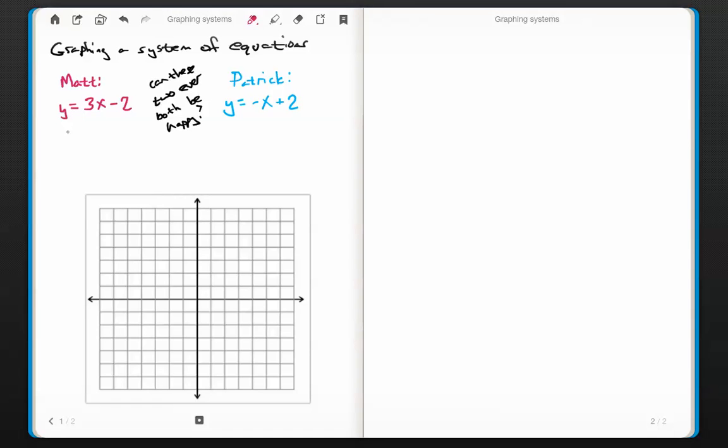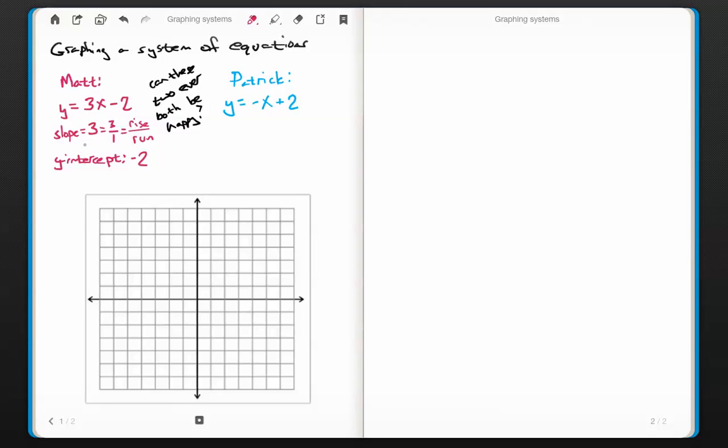So first of all, I'm going to draw a picture of all the possible combinations of x and y that make Matt happy. So we need to do a little review. We know that the slope equals 3. That comes from right here, that coefficient times the x, equals 3 over 1. 3 over 1 is the same as 3, and that equals the rise over the run. Okay, so the slope is 3. We also know that the y-intercept of this guy, Matt's intercept, is negative 2.